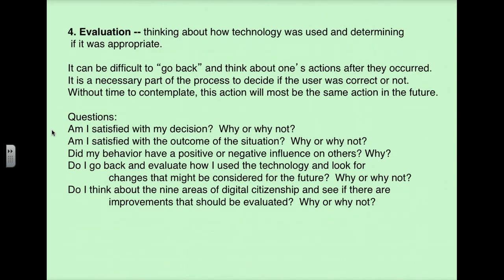Now, Ribble has changed the name of this several times. He's now calling it deliberation, evaluation. It has the same meaning, though. It is thinking about how technology was used and determining if it was appropriate.